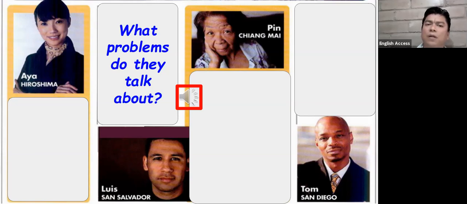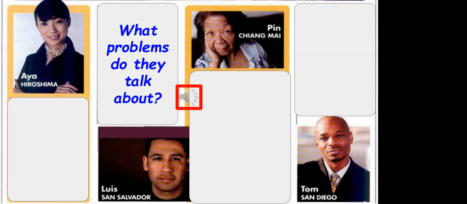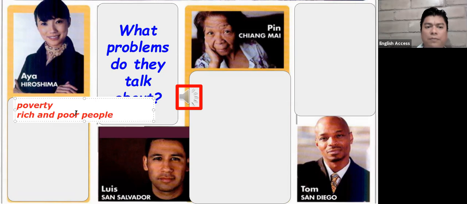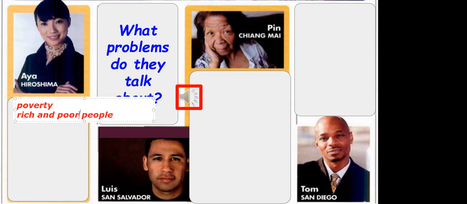There. What problems do they talk about? Aya is talking about poverty. Eradicate poverty. It's about rich and poor people, and about distributing. Some poor people. Yes. What else? Poor kids, because as you mentioned, poverty is one of the factors. We're talking about poor kids.